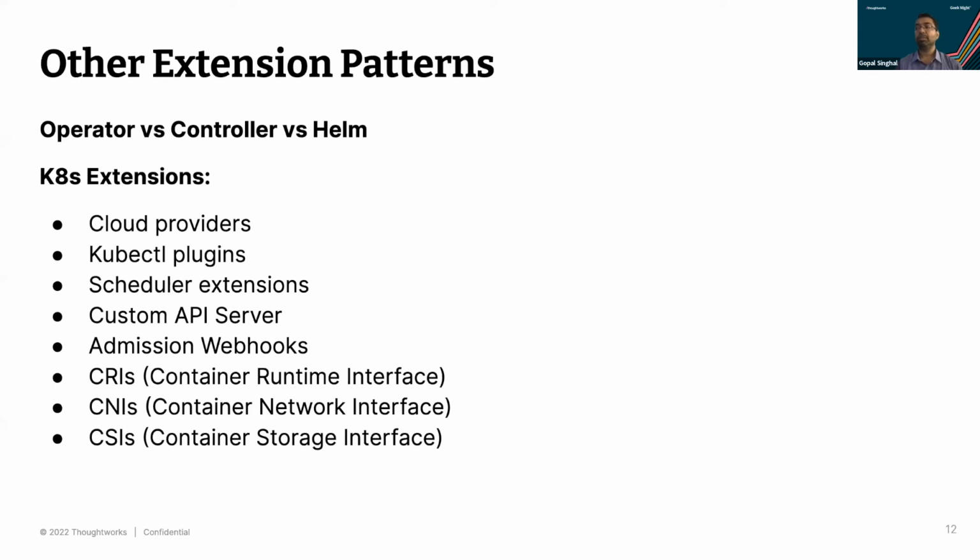Then we have a custom API server, where we can write our own API server completely and then have an aggregation layer on top of it. So the core API server hands over control to our API server whenever it has to take an action on a custom resource.